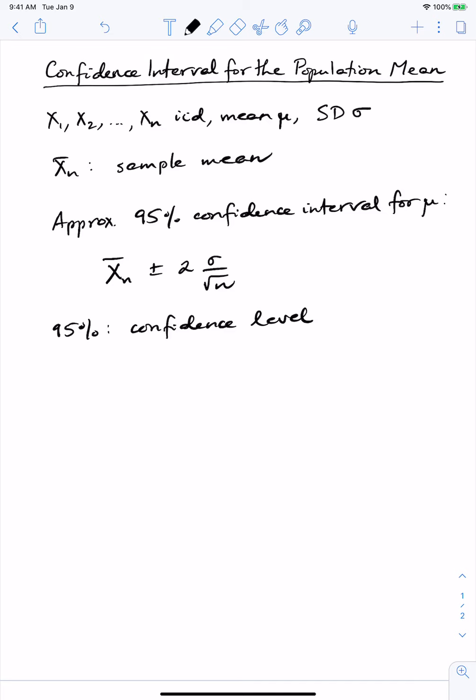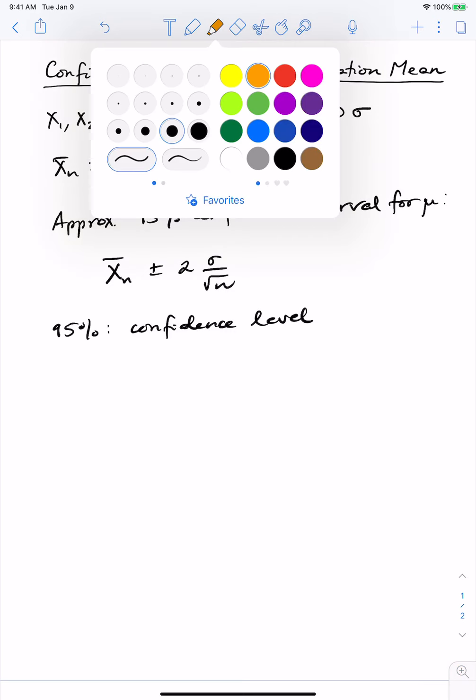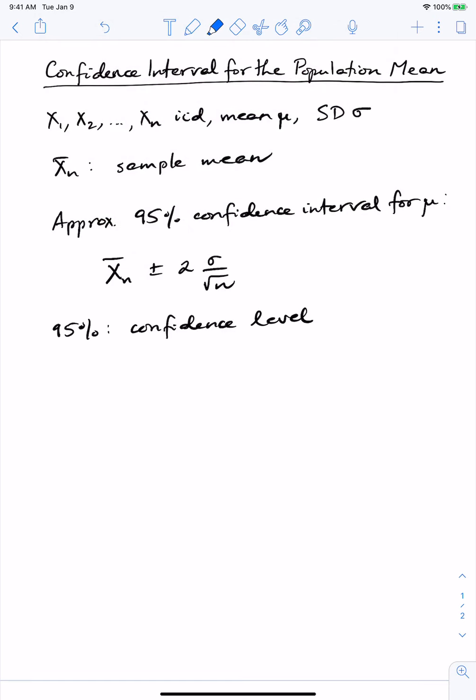Well, it's not affecting the sample mean. The sample mean is just whatever the average you got in the sample. Sigma and n are constants. It's not affecting that. So the thing that it's affecting is how many SDs on either side you go. That your level is affecting the amount of wiggle room you're giving yourself, the number of multiples of sigma over root n you're going on either side.